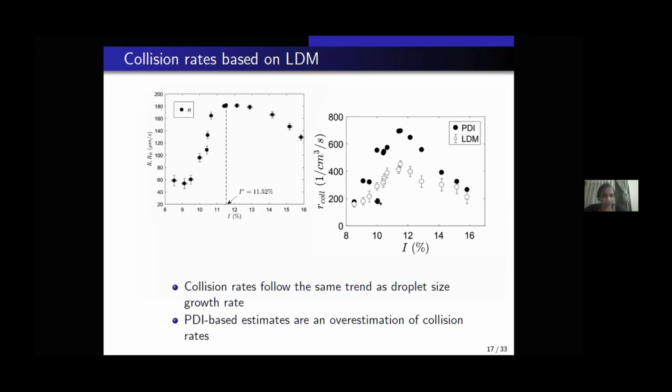Nevertheless, our focus here is that the existence of the optimum turbulence intensity is present in both these trends. So at least we are able to validate the occurrence of optimum turbulence intensity for droplet size growth with the occurrence of the same optimum turbulence intensity for maximizing the droplet collision rates.